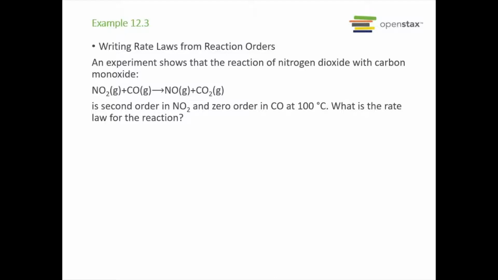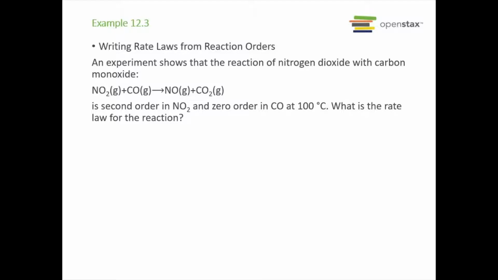So let's go ahead and look at an example, because talking about A's, M's, N's, B's gets a little weird. It's a lot easier to visualize. So we're told an experiment shows that the reaction of nitrogen dioxide with carbon monoxide is second order in NO2 and zero order in carbon monoxide at 100 degrees Celsius. And we want to know the rate law for the reaction.